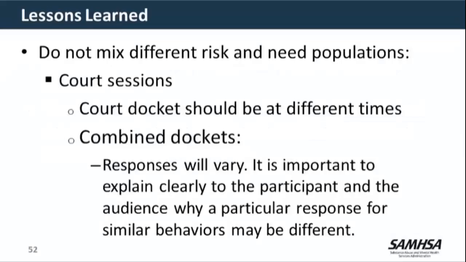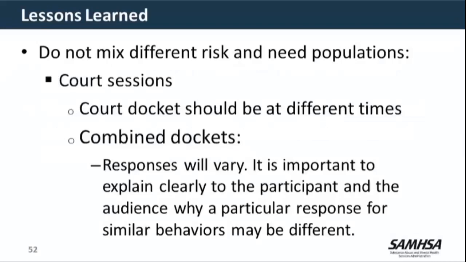So here are the lessons that we learned. We learned that you shouldn't miss risk need populations, and we learned it through our data, but we also learned it through focus groups that we're going to talk about. And a couple of things also that we learned, and it's a little difficult sometimes for judges who have their feet on the ground and so many other responsibilities, but the court docket shouldn't be mixed.